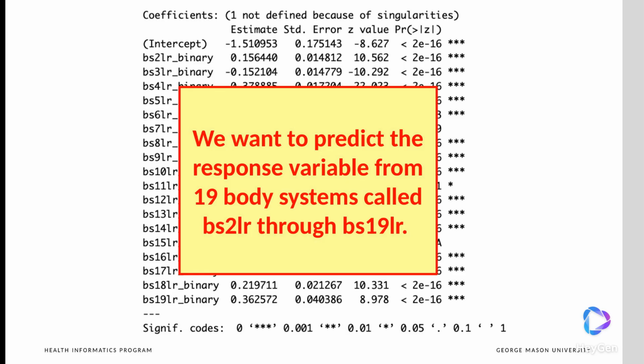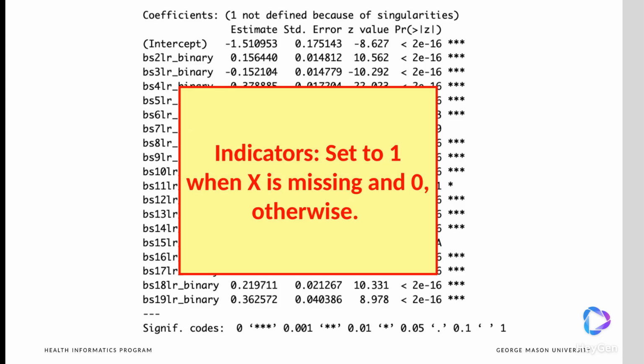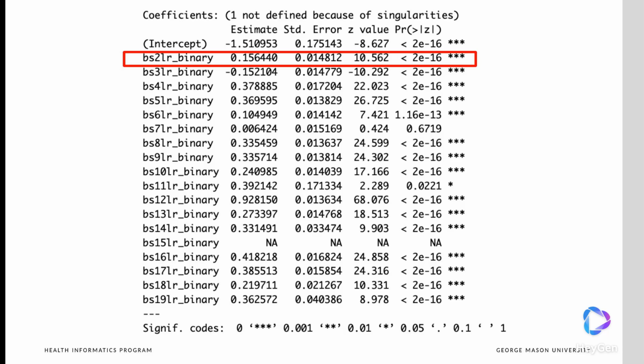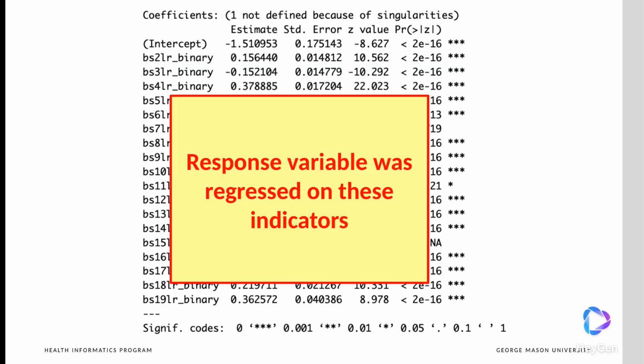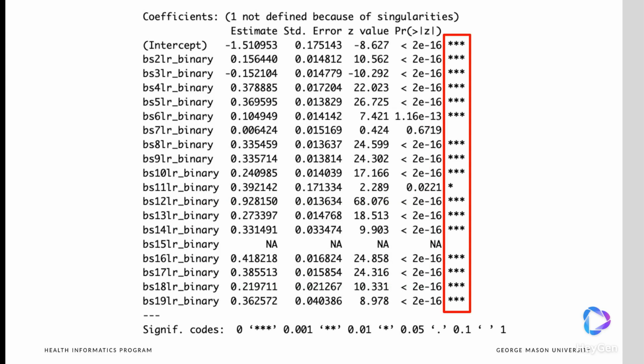There are 19 body systems named BS2LR to BS19LR. For each of these variables, we have created an indicator variable that is 1 when the variable is missing, and 0 otherwise. For example, the first variable is an indicator variable that is 1 when BS2LR is missing, and 0 otherwise, and we have called it BS2LR binary. The response variable was regressed on the indicators. The stars next to the line show if the indicator variable was a significant predictor of the response variable.